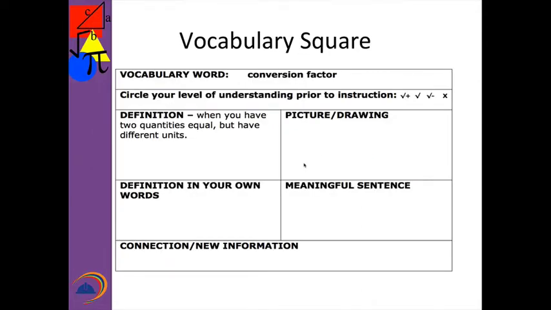All right, so first thing is on your note taker, you'll have a vocabulary square. The first term that I need you to understand is what a conversion factor is. All right, so what I need you to do is, first of all, check your level of understanding.